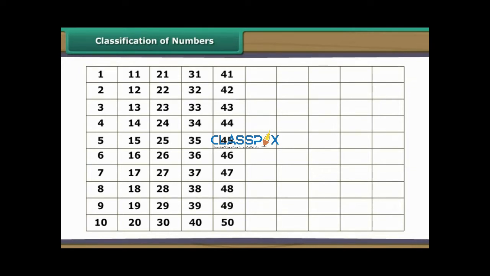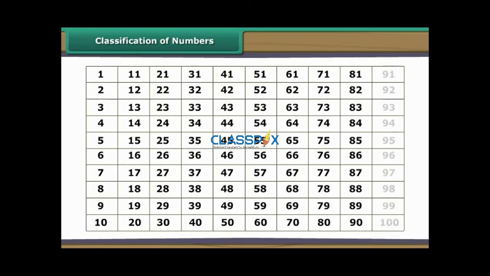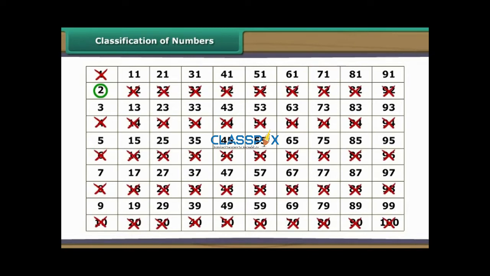We draw a table of 10 columns. In the first column, we list the numbers from 1 to 10. In the second column, the numbers from 11 to 20 and so on. Thus, in the last column, we list the numbers from 91 to 100. We cross out numbers that are not prime and circle those that are prime. 1 is not prime as it has only 1 factor. We draw a cross on it. 2 is prime as it has exactly 2 factors. We draw a circle around it. We draw a cross on all the multiples of 2.